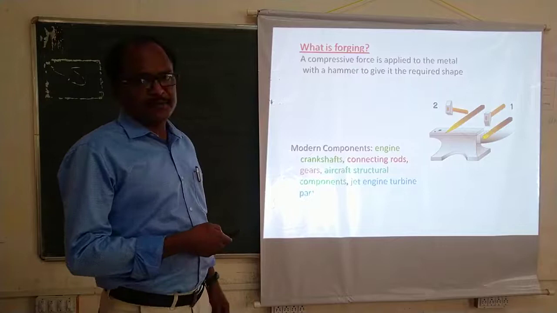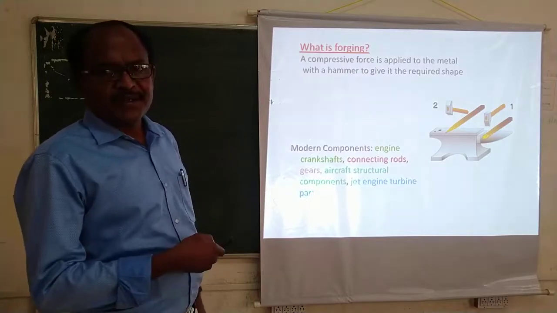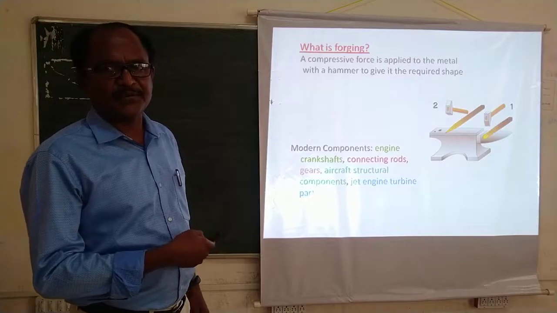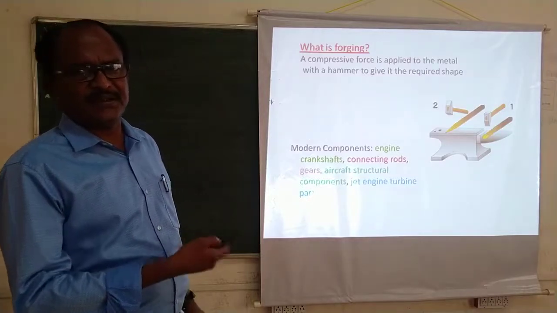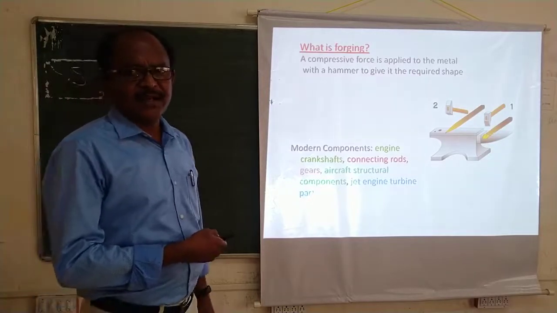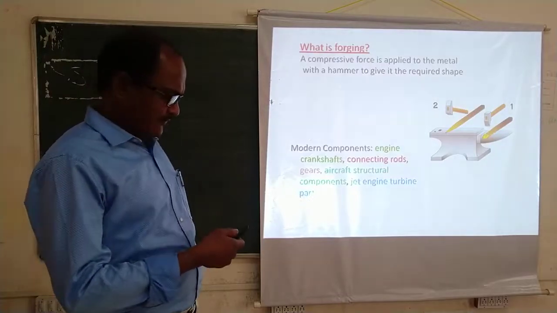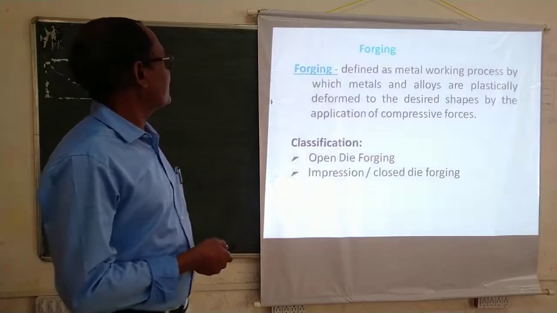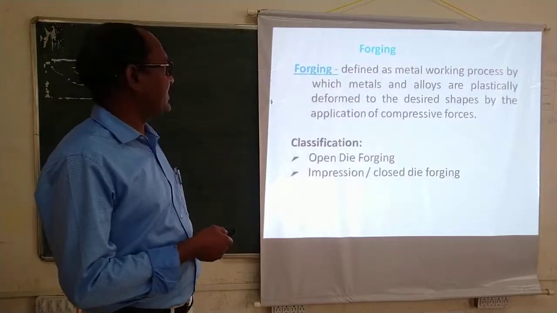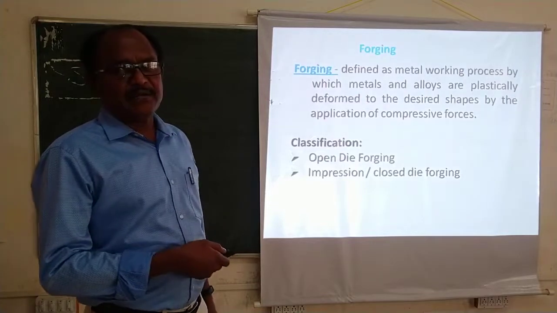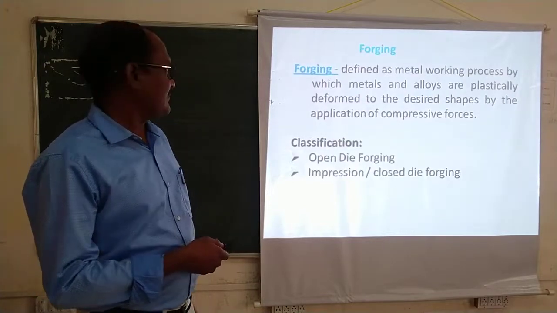What modern components are manufactured by forging? Connecting rods, crankshafts, gears, gear blanks, and many more, turbine and gas turbine parts, and aeroplane structural components are manufactured by forging operations. Forging is defined as a metal working process in which metal and alloys are plastically deformed by compressive forces.